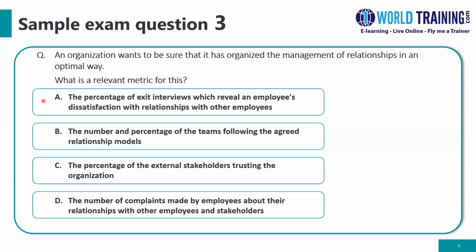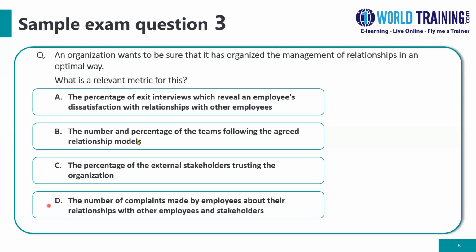So the first one, the exit interviews, this would be connected with the PSF of ensuring effective and healthy relationships within the organization. The second one, the teams following the agreed relationship models. Yeah, this would be correct because it has to do with the PSF of ensuring and optimizing the approach towards relationship management, that PSF. Option C, it is about the external stakeholders. So again, it is not correct. And the last one is about the internal stakeholders and the employees, that is.